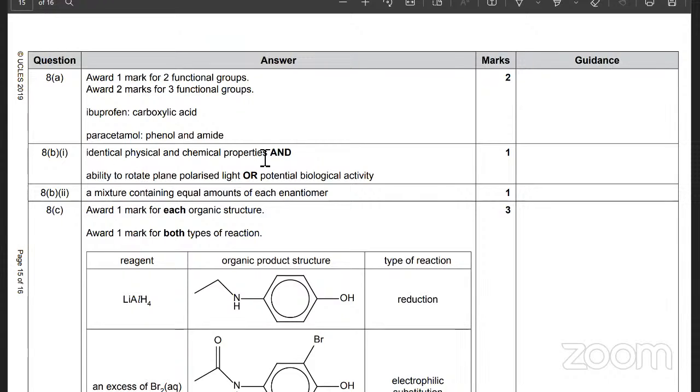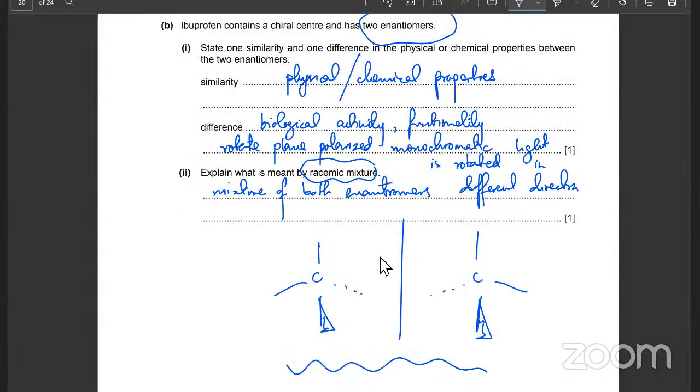Physical and chemical properties are almost the same. Biological activity is different. And the ability to rotate plane polarized monochromatic light, that's another one. This one you just memorize, that's it. Even for the racemic mixture, nothing was going to be asked. Just know that a racemic mixture has both enantiomers. So one thing else that needs to be known is about organic synthesis.